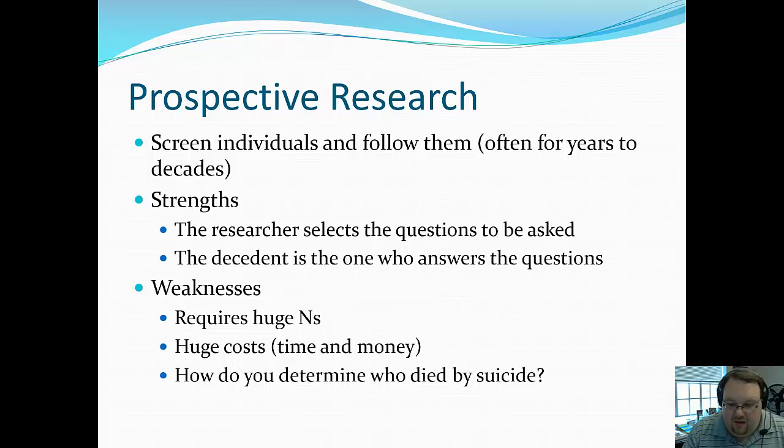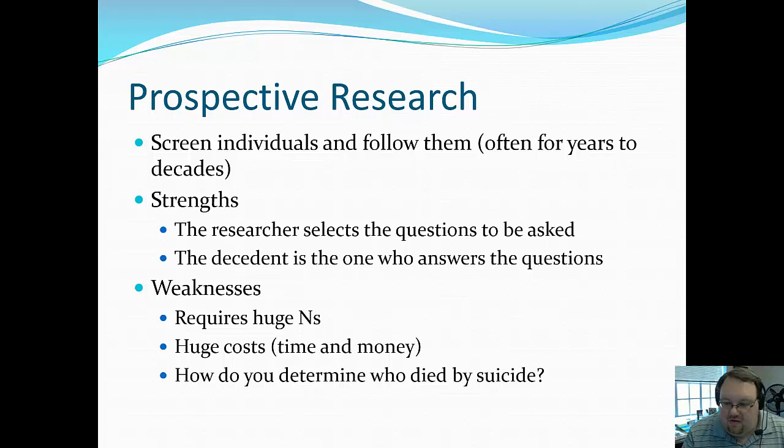So, let's say you needed 25 individuals who died by suicide, and you're only following them for a year, you need to assess 200,000 people, and then be able to know whether or not each one of them died and how they died. So it's a huge undertaking. Now, there are reasons to do this. It's a great way to do research.